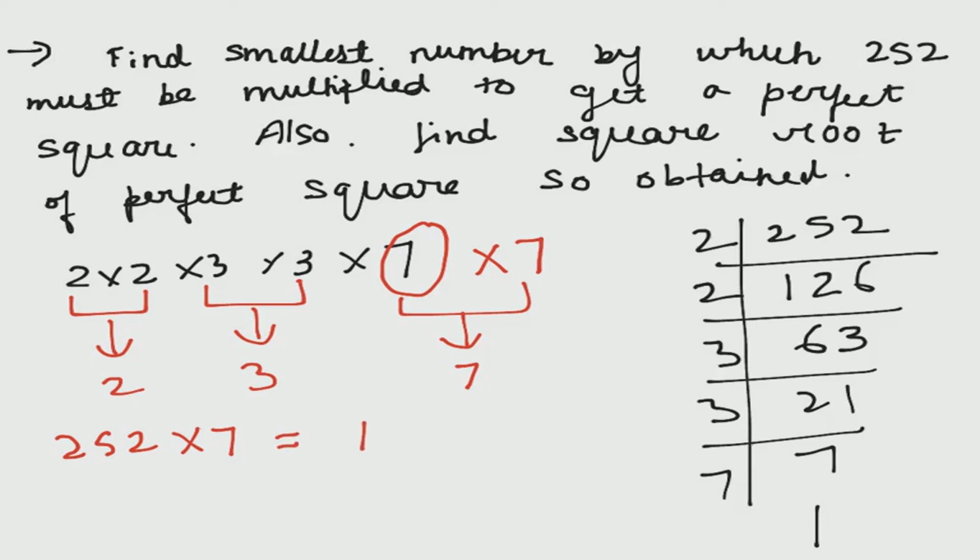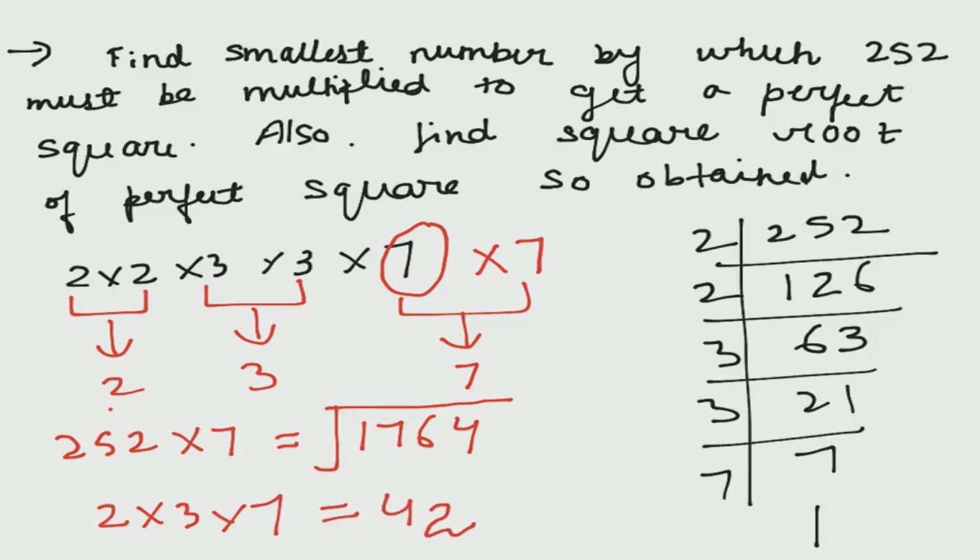252 times 7 will give us 1764. The next part of the question is to find the square root. So we have to find the square root of 1764. The prime factors will be 2, 3 and 7. It will come as 42, because we multiplied by 7 only and then we get 7 in a pair that gives 1764. So it comes as 2, 3 and 7, which gives us 42.